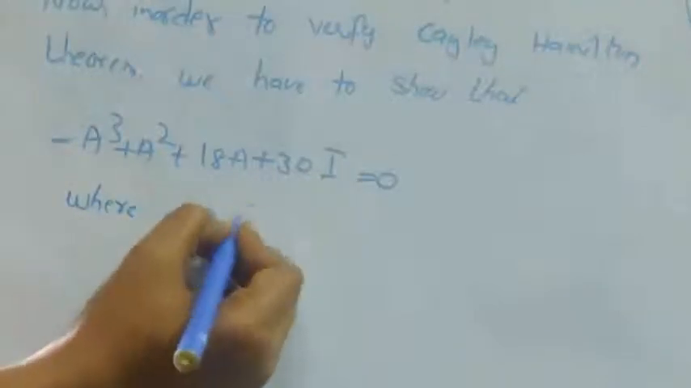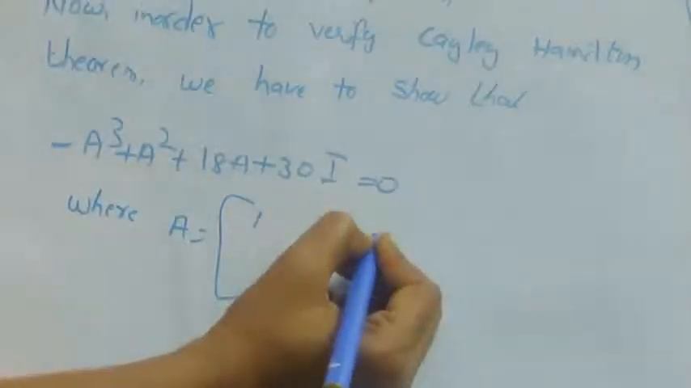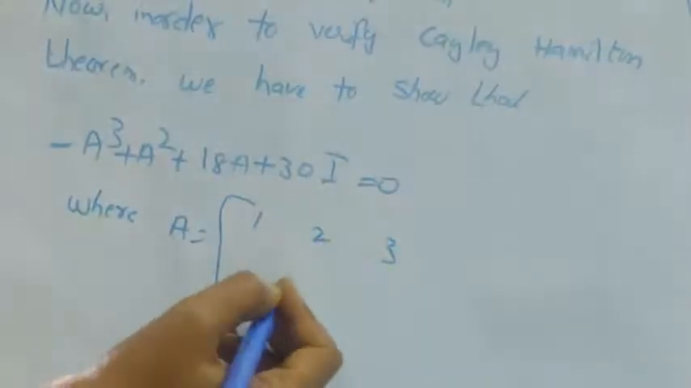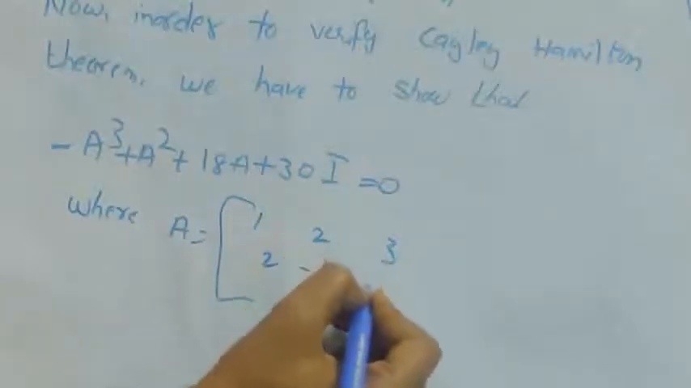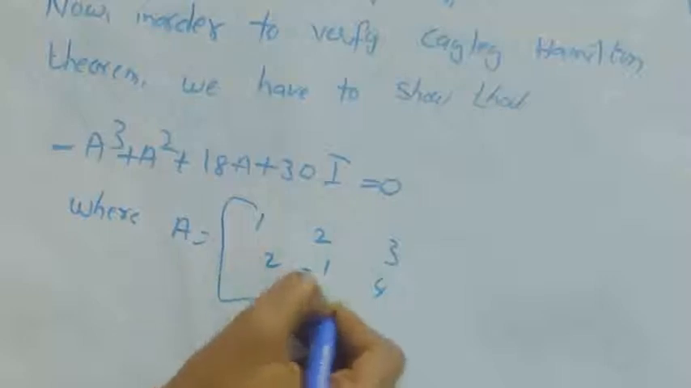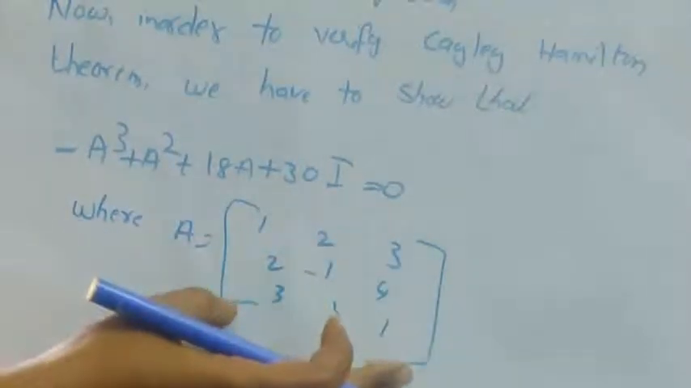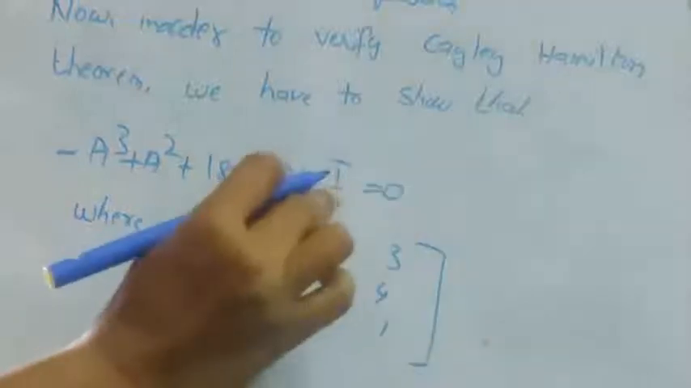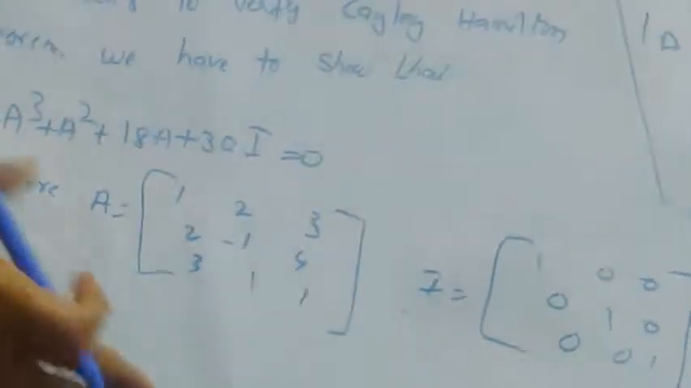Consider one more time where you require the A value and the I value. A value is nothing but the given matrix: 1, 2, 3; next 2, minus 1, 4; 3, 1, 1. This is the given matrix, so A value we know. Then the unknown term is I. I is nothing but the unit matrix whose elements are 1, 0, 0; 0, 1, 0; 0, 0, 1. Now you know what A is and what I is. Just substitute those values here.